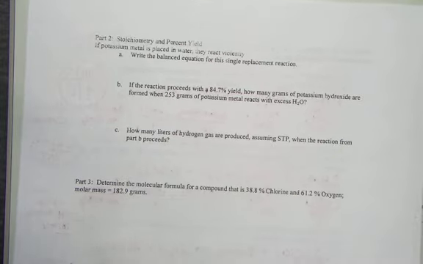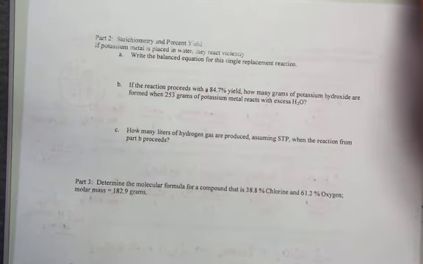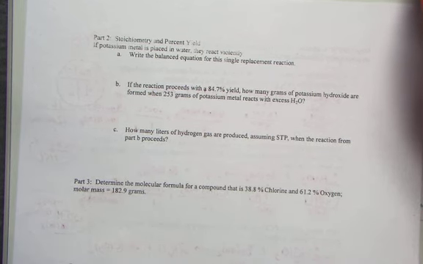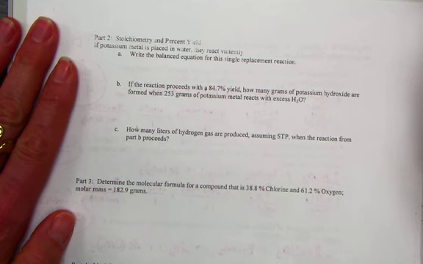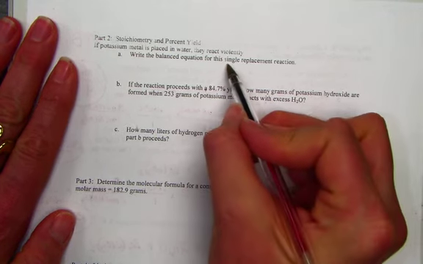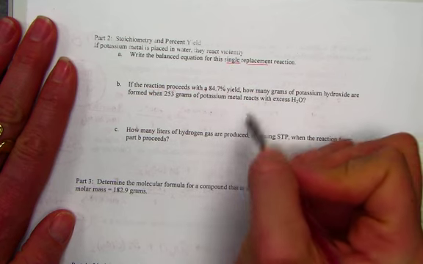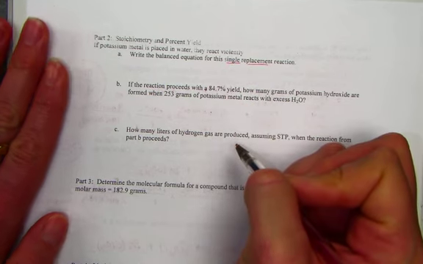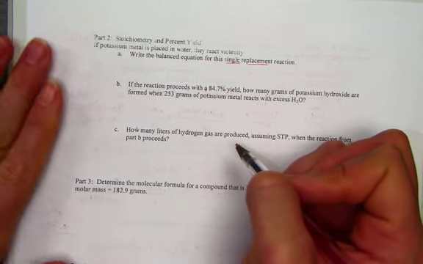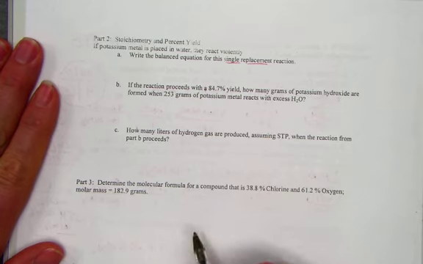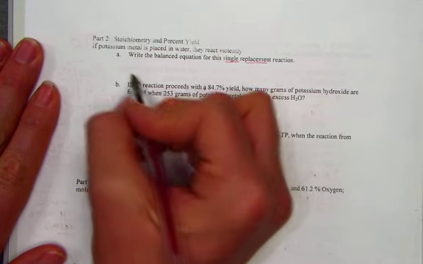Part 2 of our distributive practice takes us back to stoichiometry. We're looking at part 2, stoichiometry and percent yield. If potassium metal is placed in water, they'll react violently. Write the balanced equation for the single replacement pattern. Just as we practiced this chapter, thinking about water as HOH for the double replacement, I like to think of water as HOH in the single replacement as well.